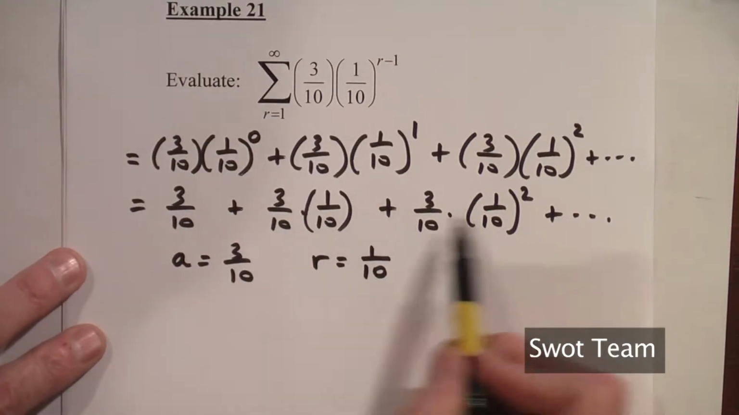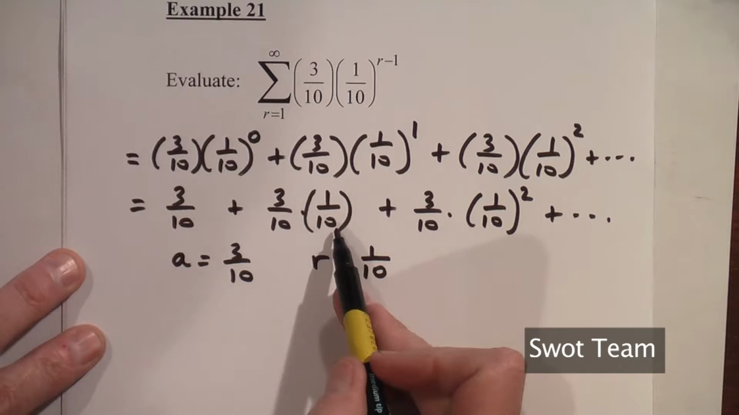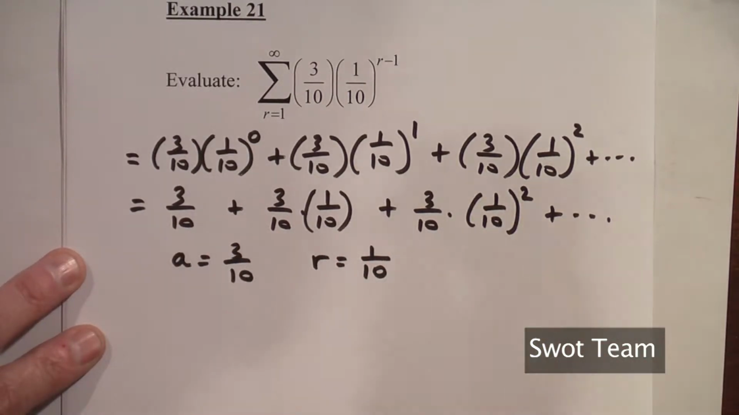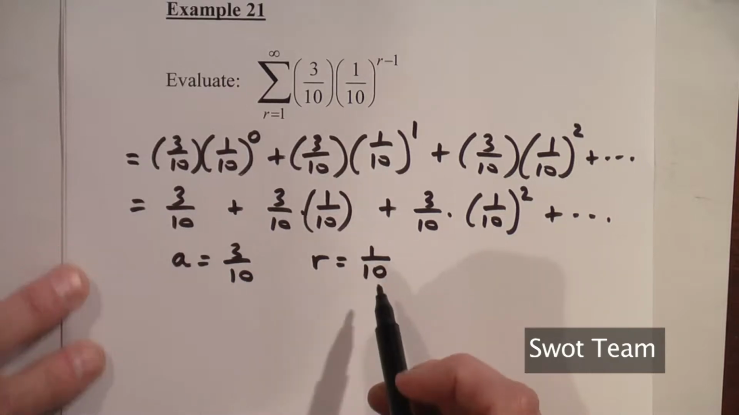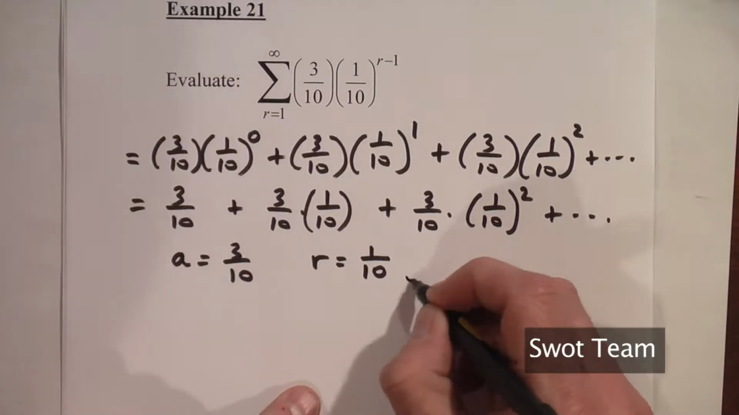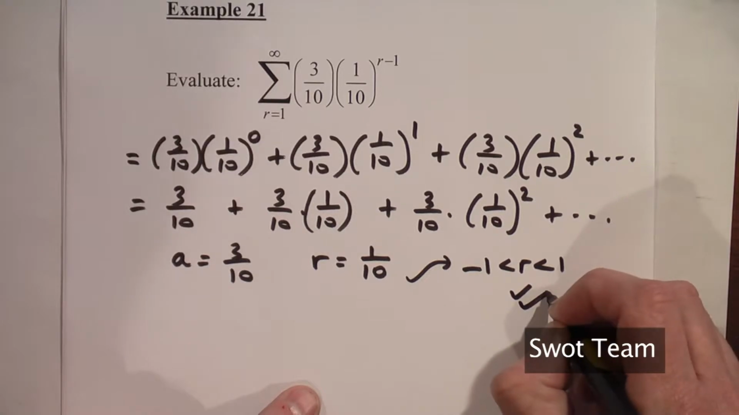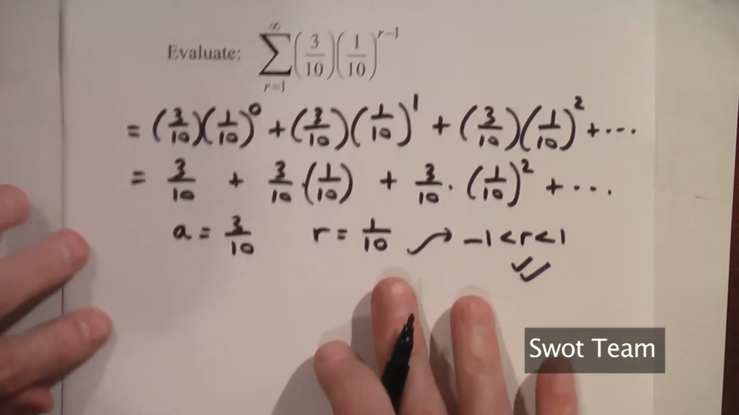In the notes, I've actually multiplied that out: 3 over 100, 3 over 1,000. But look at that, you can see that you're multiplying by 1 over 10. Now, what is 1 over 10? Is it a fraction between -1 and 1? For sure. That lies in this restriction here. It's cool. I like that. It works. So the sum to infinity exists.